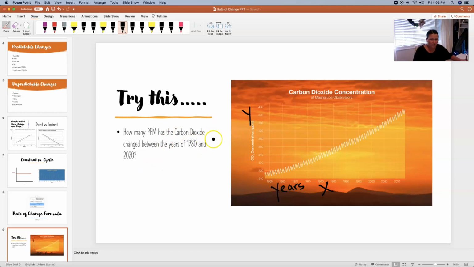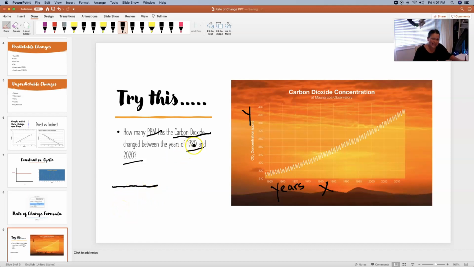So if we look at the values, the parts per million of carbon dioxide which has changed between the years of 1980 and 2020, I'm going to need to use my graph to get some data. Again, it's the change in value divided by the time. So if I set up a little division line and I think about my time, the time was from 1980 to 2020. Time is always going to go on the bottom part of your equation, right down here.